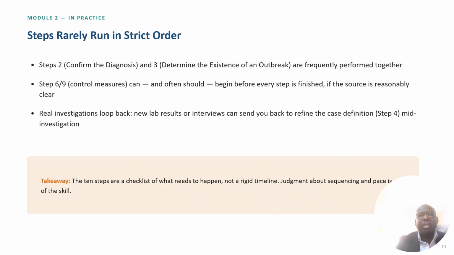The steps are not run in a strict order. Step 2, confirm the diagnosis. As we have mentioned, this step mainly depends on the diagnostic test or laboratory test. Steps 6 to 9 are control measures, and they can and often should begin before every step is finished. So that is when it is done spontaneously.